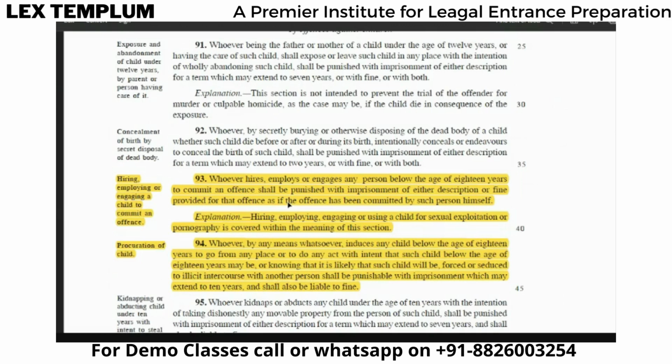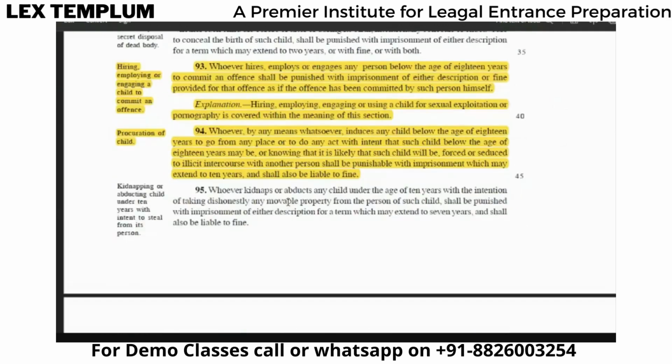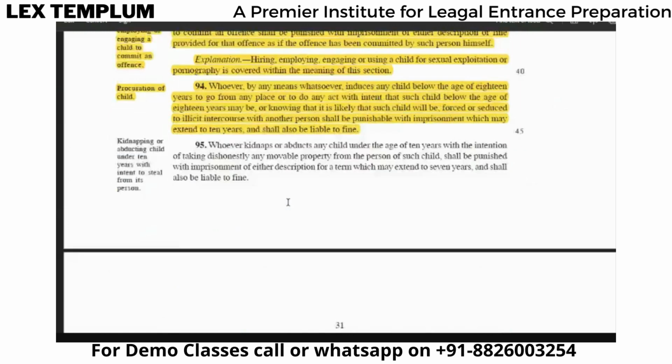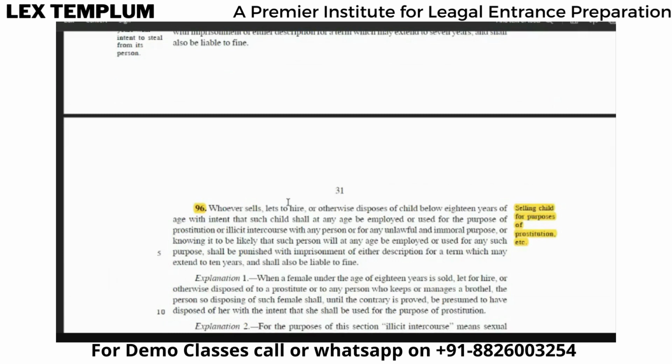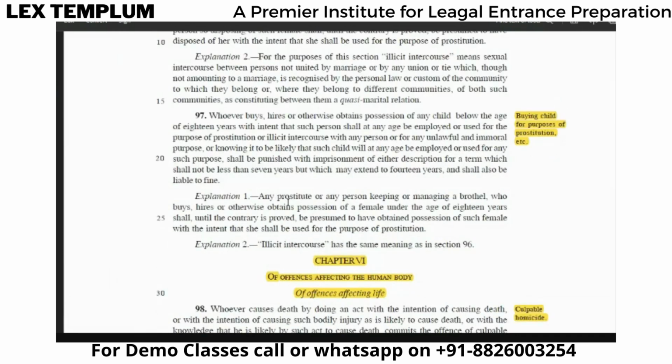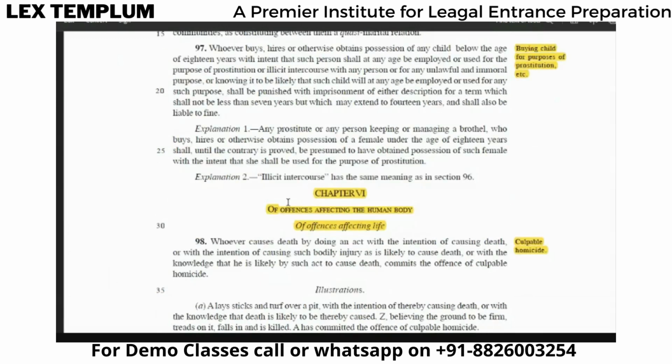You can notice section number 93 is about employing a person to commit an offense, then procuration of a child to force him or her into illicit intercourse. Then comes the selling of a child for the purpose of prostitution. Then buying a child for the purpose of prostitution, this is also a crime explicitly mentioned.